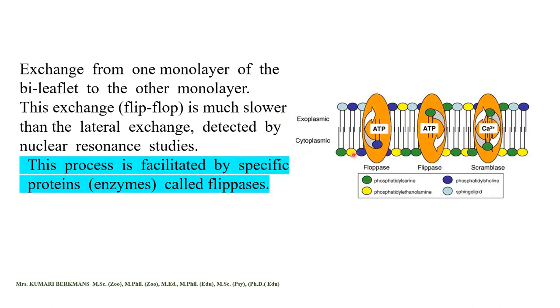See here, the exchange from one monolayer of the bilayer. This is one leaflet and another leaflet. So the exchange is flip-flop. It is flip-flop in the sense that from here the material is carried to that side, and from that side it is carried to this side. So from here to there, there to here, that movement is called flip movement.